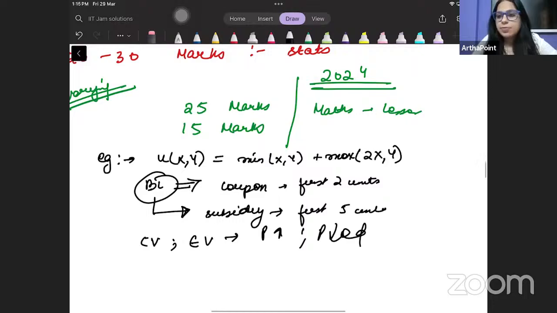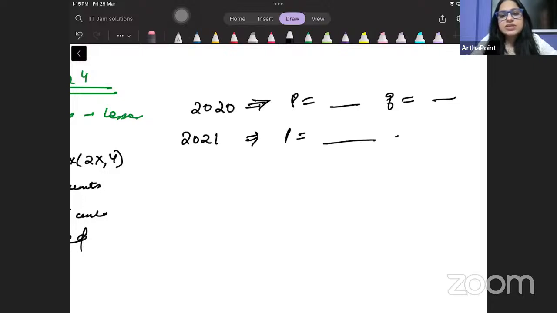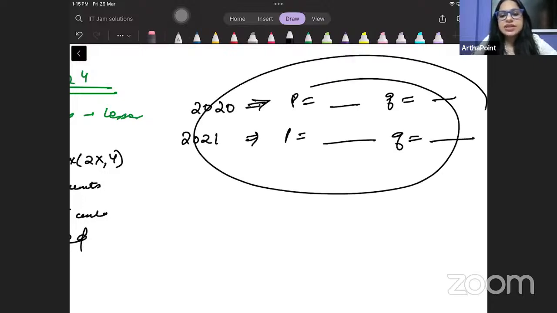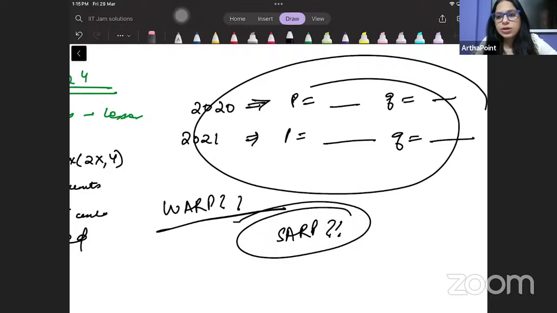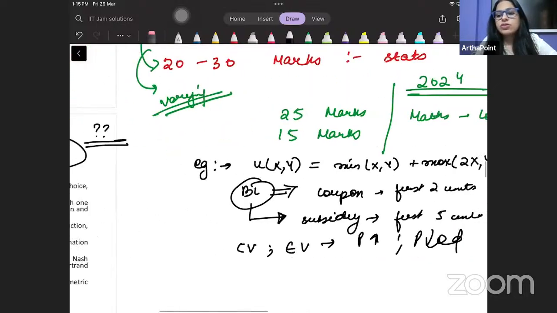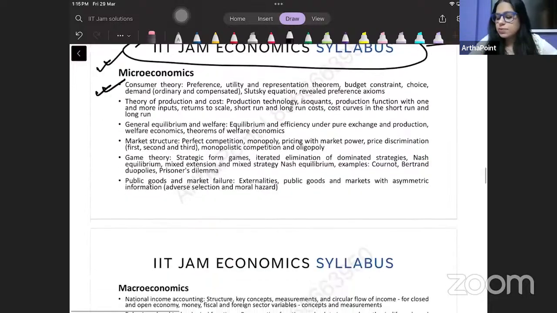For example, I will give you a data set that in 2020 this was the price and this was the quantity, and in 2021 this was the price and this was the quantity. Does this data follow WARP or not? Does this data follow SARP or not? Such questions on revealed preferences will also be part of your consumer theory. All such questions will be covered.